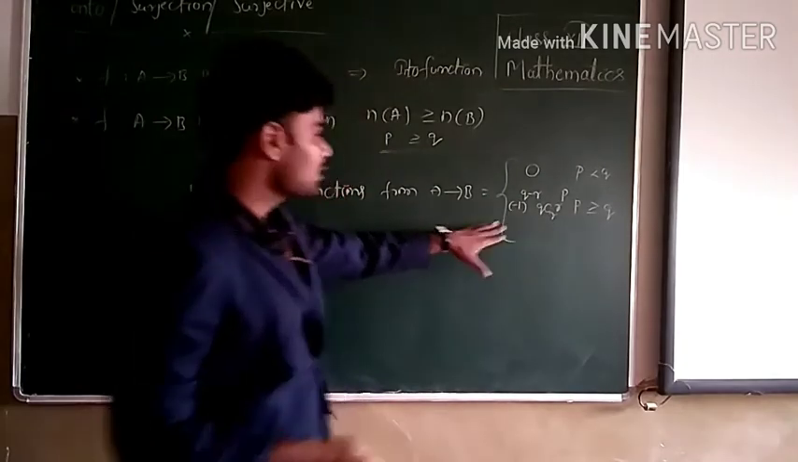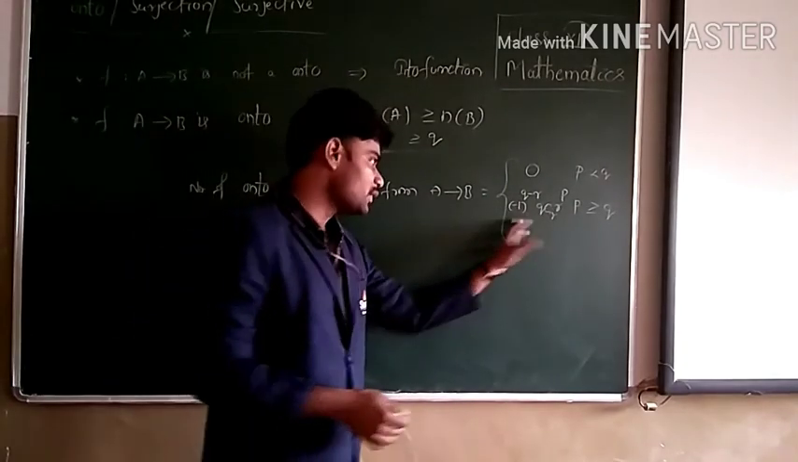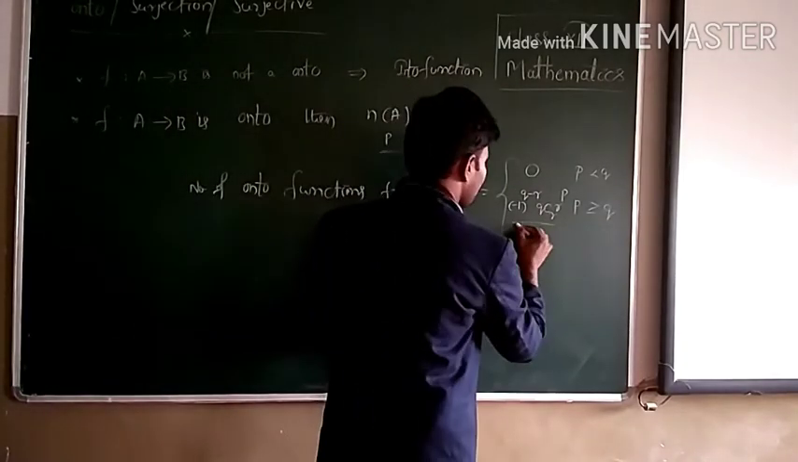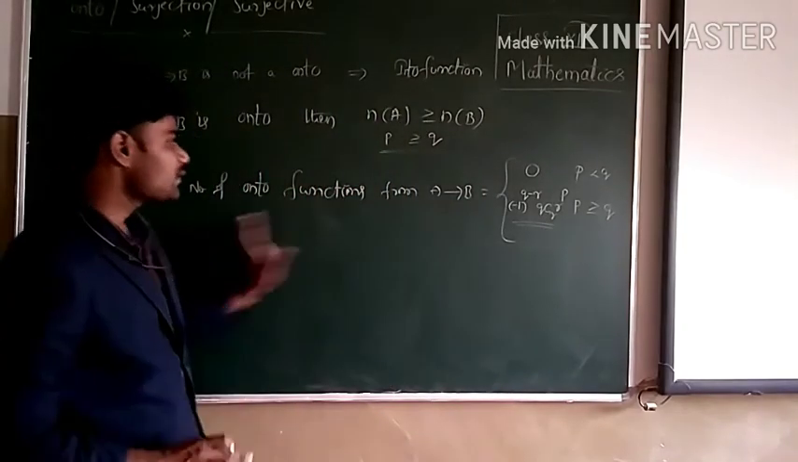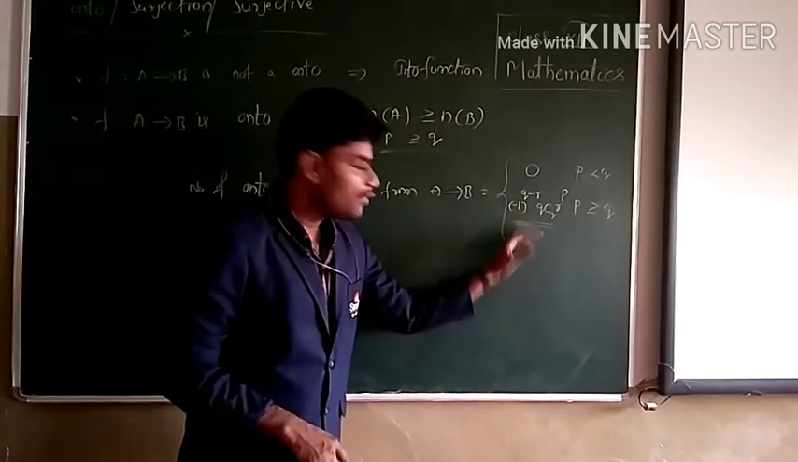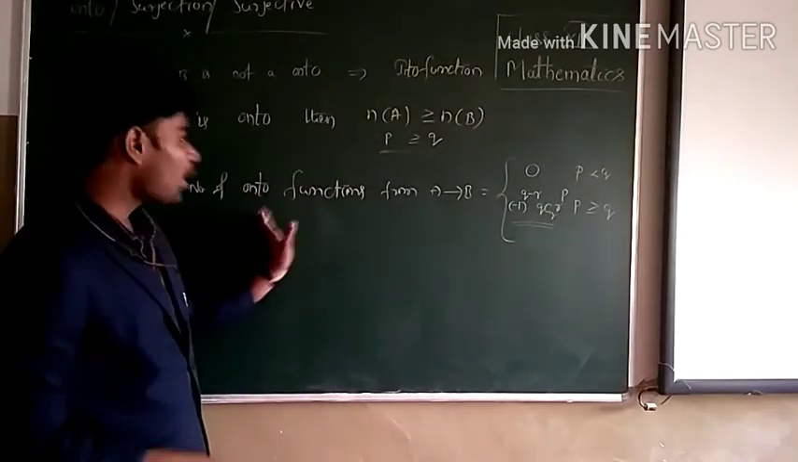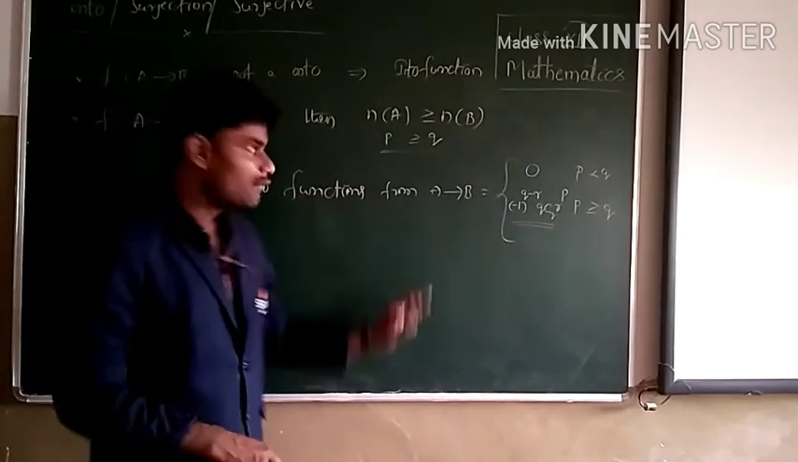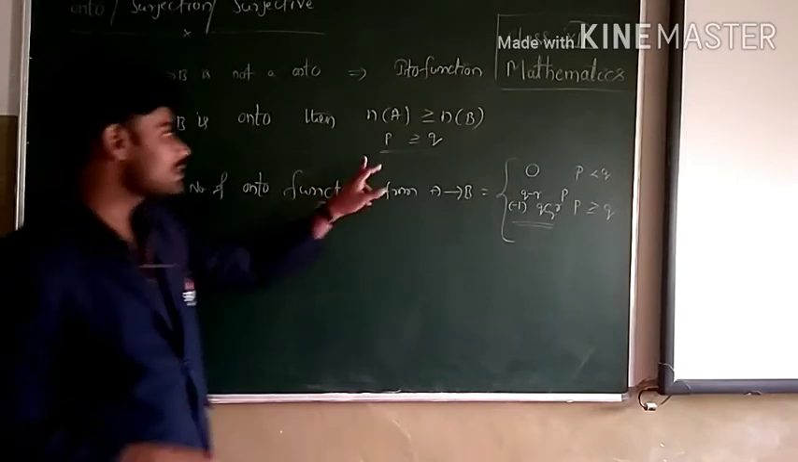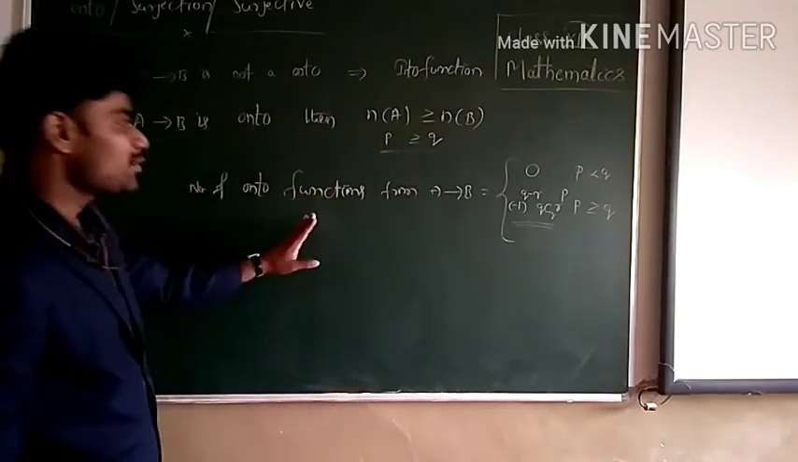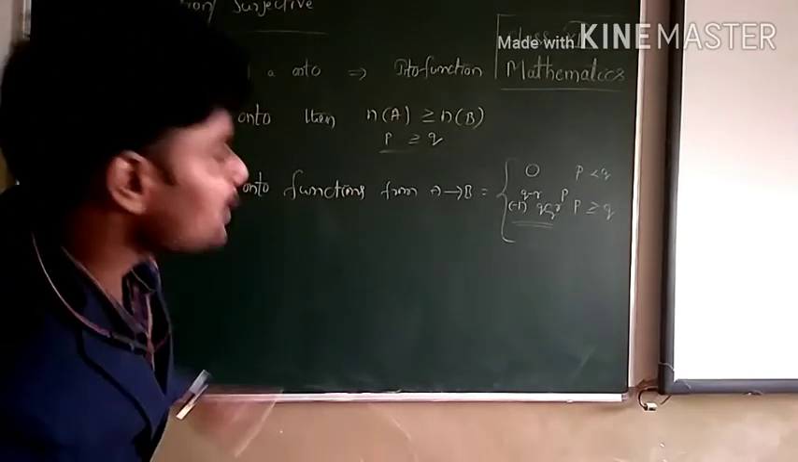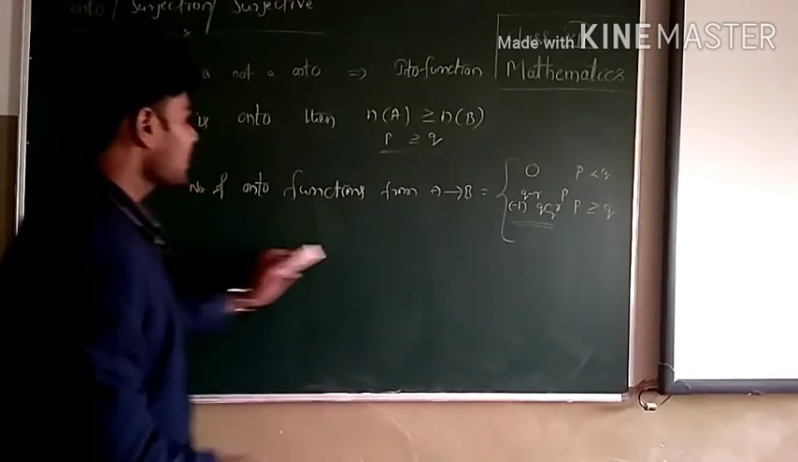Actually this was available in the binomial theorem. We will discuss it in further classes. So just remember this formula, how we can find the number of onto functions from A to B when the number of elements in set A is greater than or equal to the number of elements in set B. We will discuss it briefly in the binomial theorem.